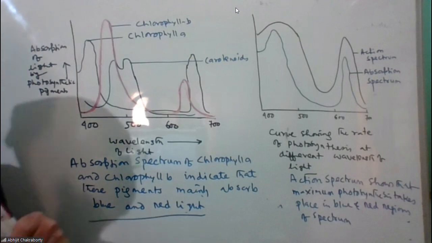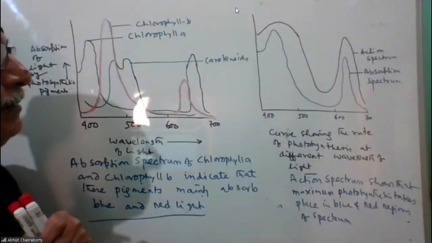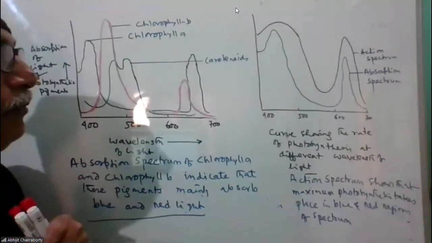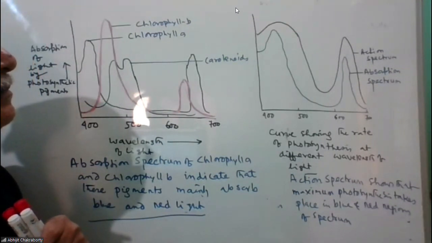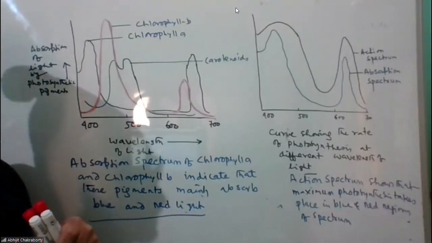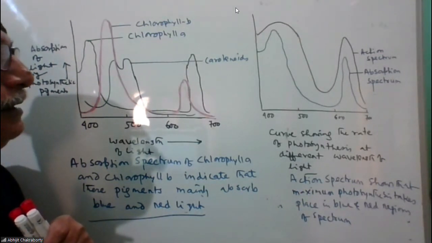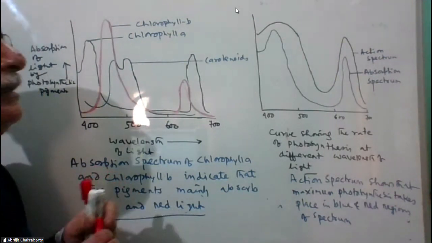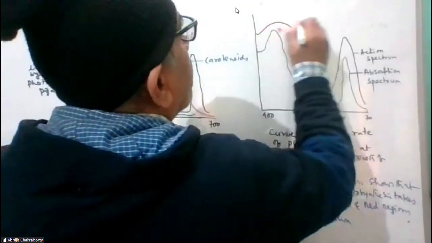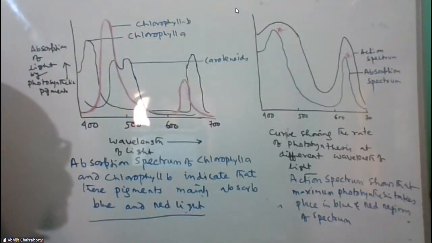Here, action spectrum shows that maximum photosynthesis takes place in blue and red regions of the spectrum. Look, whether the curve is showing like this, the maximum photosynthesis takes place in the blue and red regions of the spectrum. That is, this one, blue and red regions of the spectrum. Clear? Yes, sir.